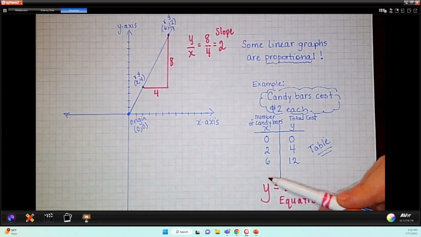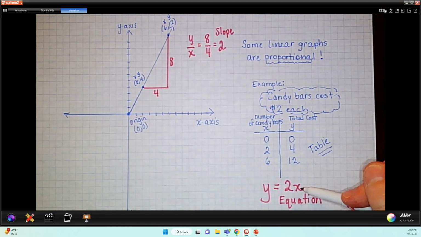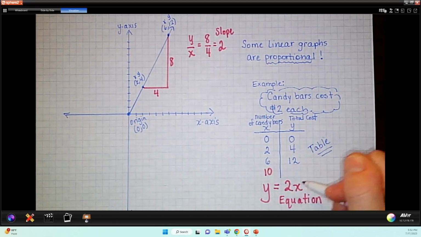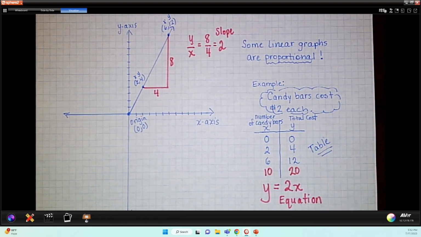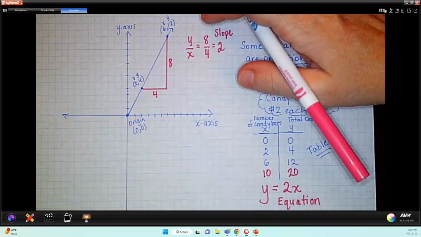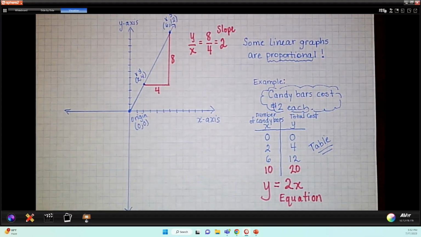And at that point, students can calculate and find any x and y value. We could say if I buy 10 candy bars, 2 times 10 would be 20. And I can't graph it because I don't have enough room, but they could even graph and find that their line would extend up. Now in this situation, we have no y-intercept.